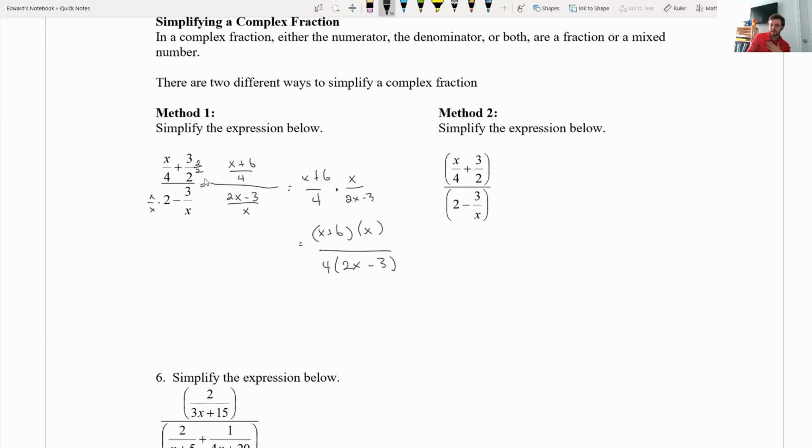This is, in my opinion, the far superior method. All right. I want to get rid of denominators. What number could I multiply x divided by 4 by to get rid of that 4 in the denominator? Multiply by 4. But if I do that to the top, I also need to do it to the bottom. Correct. All right. What number do I need to multiply 3/2 by to get rid of the denominator? Well, 4 still works.